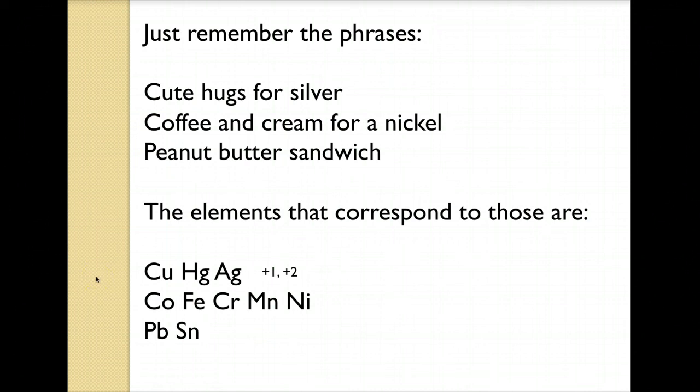So cute hugs for silver is either 1 or 2. Coffee and cream for nickel is either 2 or 3, depending on what it's bonded with. And peanut butter sandwich can either have a 2 or a 4, and these are all positive because they're metals. Remember, metals are positive oxidation numbers and form cations. Okay, so these are the ones that you just have to memorize. And I try to make it easy by using the 3 cute little sayings right here: cute hugs for silver, coffee and cream for a nickel, and peanut butter sandwich.